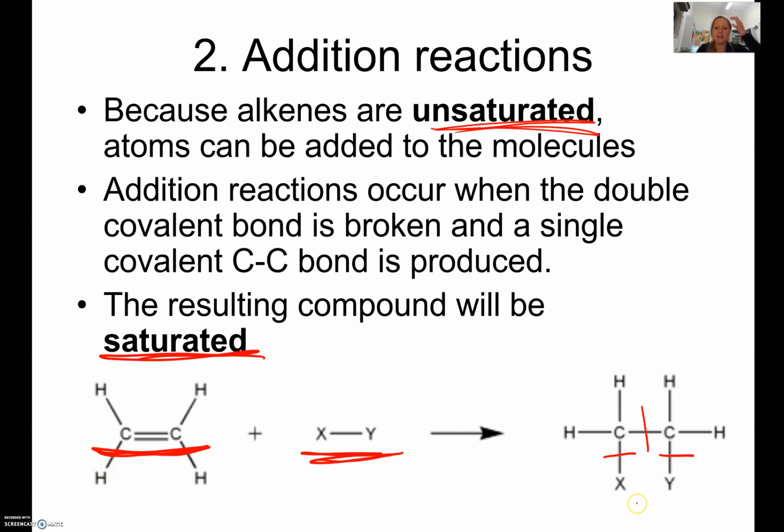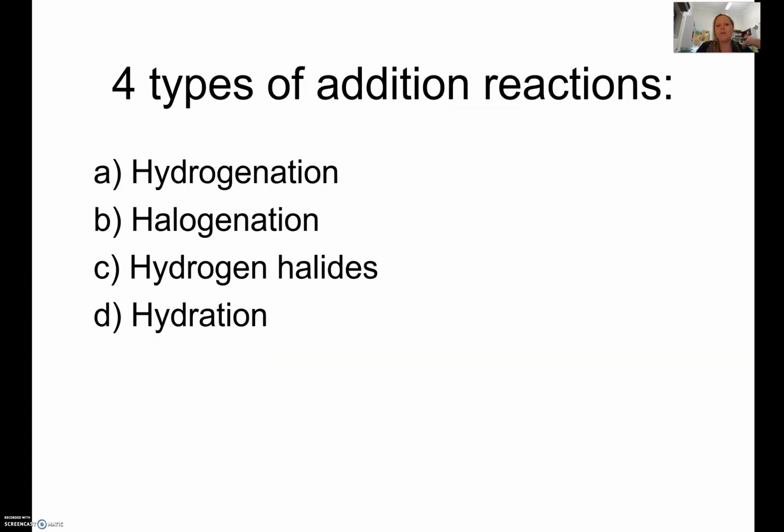And you can see the X atom and the Y atom add on, and that's why it's called an addition reaction. So there are 4 types of addition reaction. So there's hydrogenation, and just like that word kind of sounds, hydrogen, it's adding H2. So if you add H2 to an alkene, you're going to produce an alkane, and we're going to go through that.